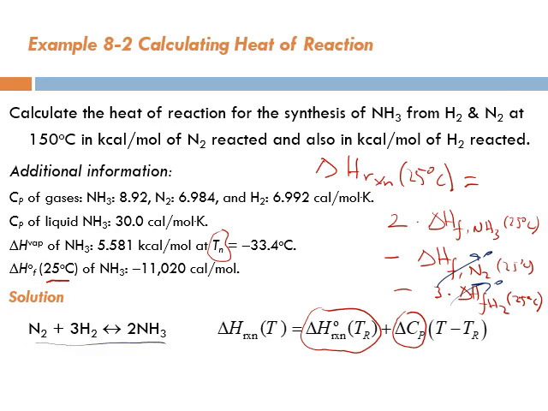Right, what about delta Cp? Well, you know that delta Cp equals 2 Cp of ammonia, right, minus 3 Cp of hydrogen minus Cp of nitrogen. Okay, but the question is, which Cps are we going to use, and do we need to use delta H vaporization here or not in all of these calculations? Well, let's go to the Cps.